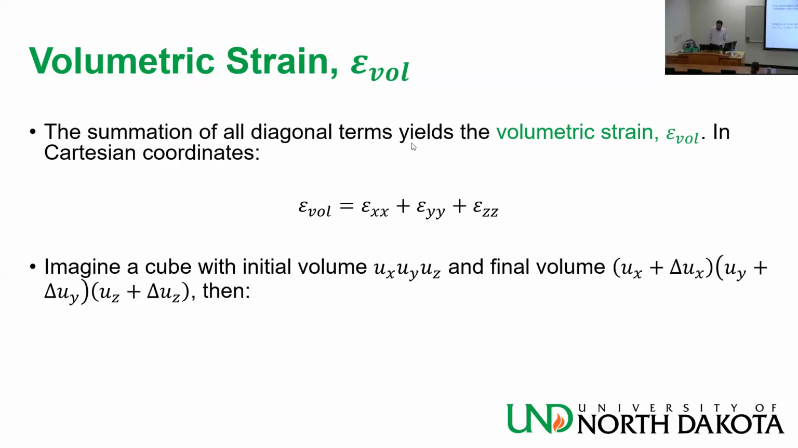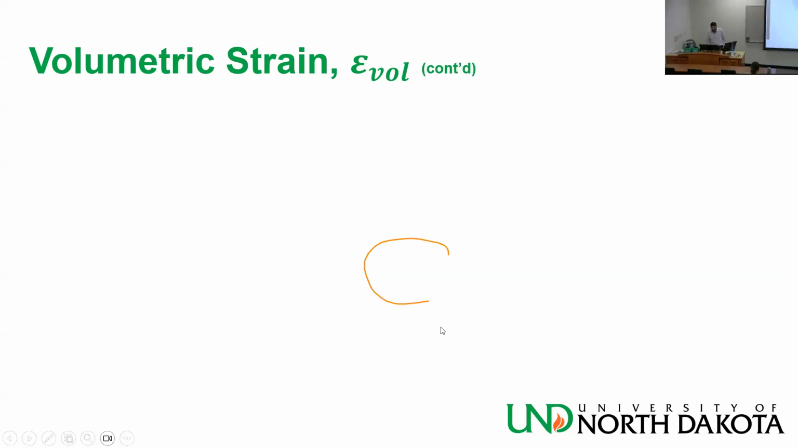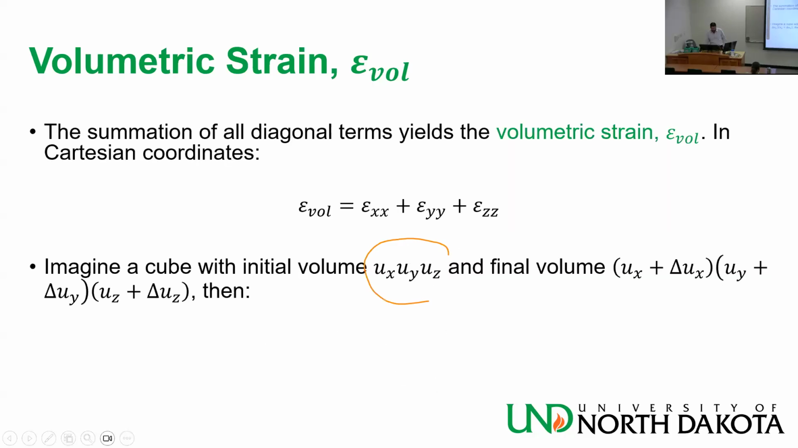Imagine a cube with initial volume ux, uy, uz, and the final volume is ux plus delta ux, uy plus delta uy, uz plus delta uz. So now I started from this, applied some sort of stress to it, and I got this. So how do I quantify? I use these two to quantify my volumetric strain.